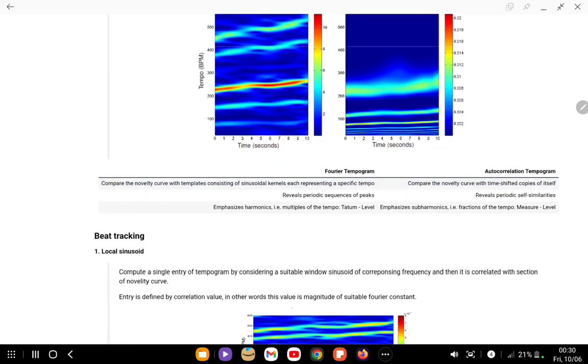So the Fourier tempogram reveals certain periodic sequences or peaks, whereas the autocorrelation tempogram reveals self-similarities, because we are doing autocorrelation there. Another thing which we haven't discussed in detail is that the Fourier tempogram emphasizes more on harmonics, whereas the autocorrelation tempogram is mostly about subharmonics.